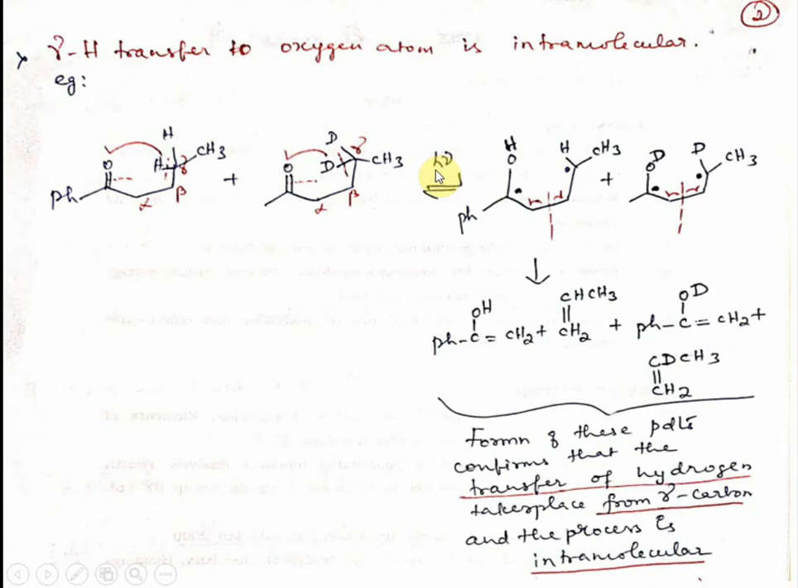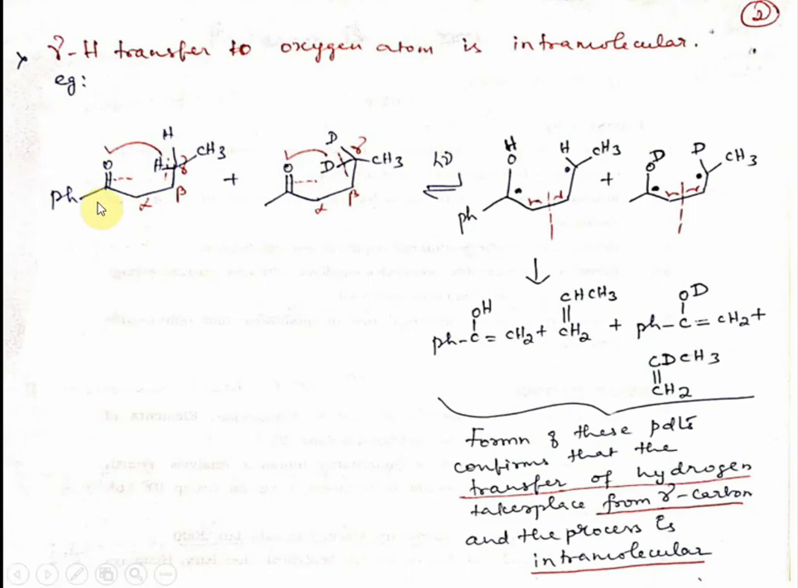So what will happen in presence of light? First, the C=O bond will undergo homolytic cleavage to form a biradical. Then gamma hydrogen will get transferred here, and this is formed from substrate 1. And in substrate 2 also, first there occurs homolytic cleavage of the C=O bond, and there will be a formation of biradical. Then this deuterium that is present in gamma carbon will get transferred from gamma carbon to oxygen, and this 1,4 biradical is formed.